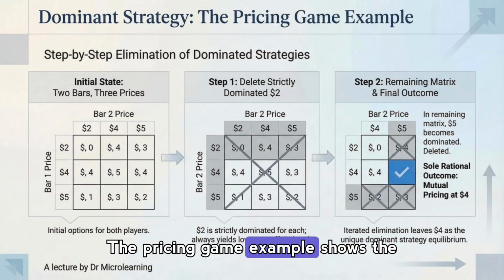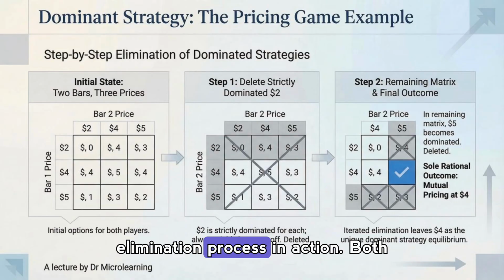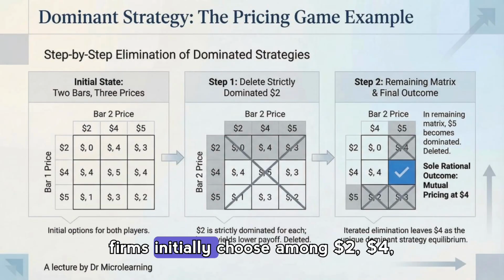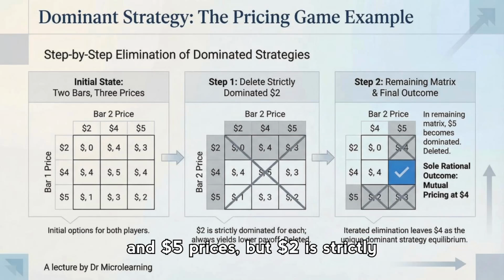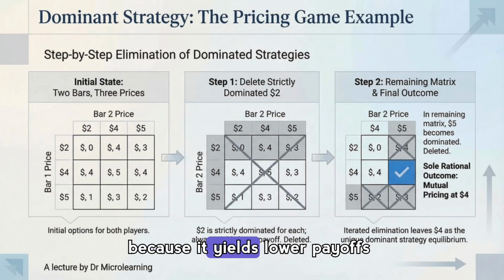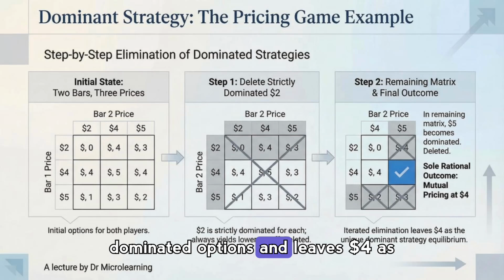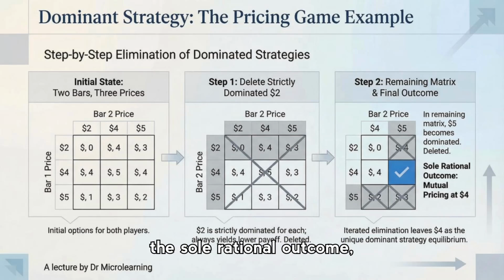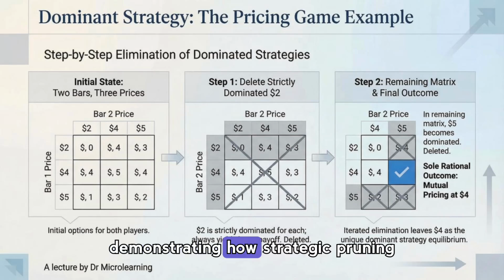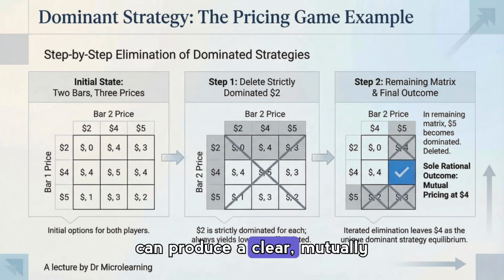The pricing game example shows the elimination process in action. Both firms initially choose among $2, $4, and $5 prices. But $2 is strictly dominated and eliminated first because it yields lower payoffs across the board. Iterated deletion then removes the remaining dominated options and leaves $4 as the sole rational outcome, demonstrating how strategic pruning can produce a clear, mutually optimal pricing equilibrium.